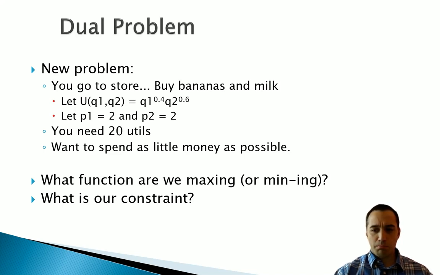Why? Well, that'll leave you money for tomorrow. So, think this through. If you're going to the grocery store, you want to spend enough to get yourself 20 utils, but you also want to spend as little as you can. What function are we maximizing or minimizing? And what is our constraint now? Think it through.